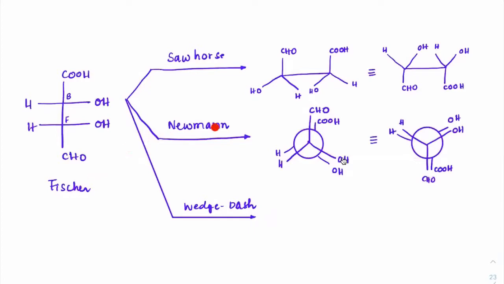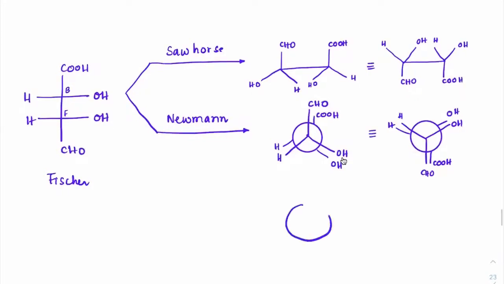So Fischer to Newman is very simple. Newman to Fischer is also very simple. If you just observe carefully, these two OH should be on the same side. Whether you write here or here, it doesn't matter. You might be thinking, sir, why can't I write OH on this side? You can still write on this side also, as long as you put the next OH on the same side. And you can put H here, so another H here. Got it?